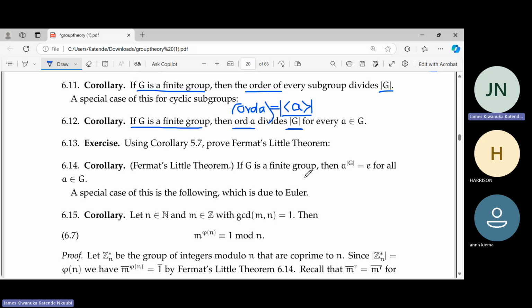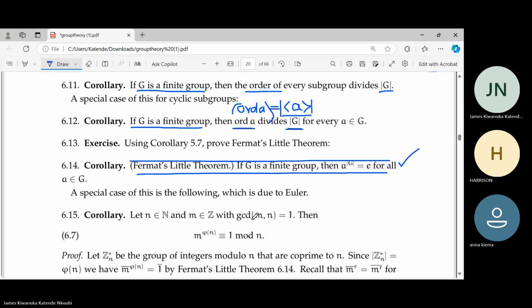This is a good exercise for you, Fermat's theorem. Again, this is easily found in many textbooks, or if you look it up online, you should be able to find the proof. So again, I leave this as an exercise. Fermat's theorem simply says that A raised to the number of elements in the group must be equal to the identity.